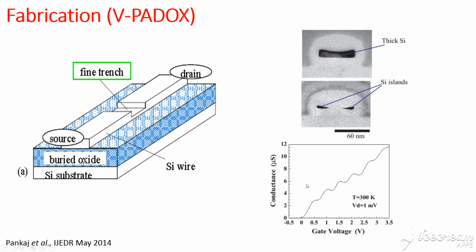Here they have shown the conductance with respect to the gate voltages at 300 Kelvin and drain to source voltages at 1 millivolt. And then this is a schematic. They have the fine trench, drain, source, buried oxide, and silicon substrate. So this is a very fine schematic of the single electron transistor.